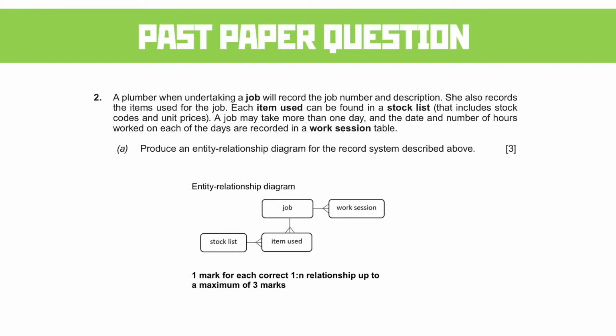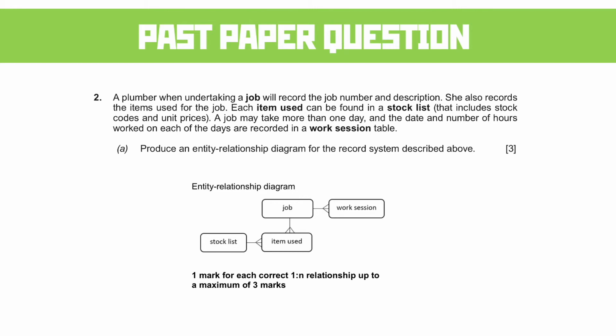One item of stock can appear in an items used table many times, and one job can appear in the items used table many times as well. Now the other relation is that they're all recorded in a work sessions table. So one job can appear in the work sessions multiple times. So you get a mark for each correct one-to-many relationship, up to a maximum of 3 marks there. Well, there are only 3 relationships there, so 3 relationships for 3 marks.